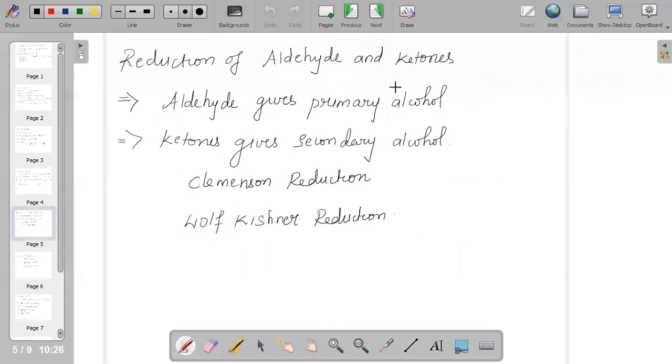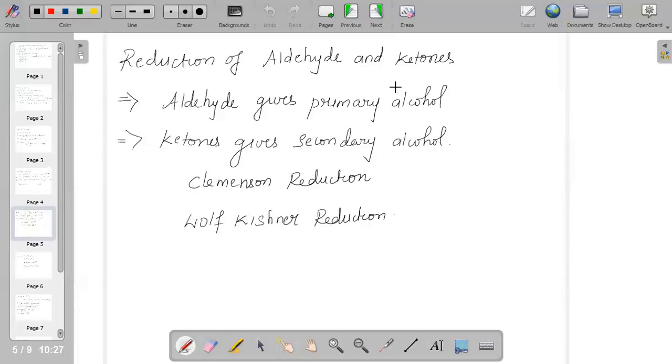And what are all the reactions which an aldehyde and ketone can undergo? When we say reduction of aldehyde and ketone, the major product formed on reduction is alcohol. Aldehyde will give us primary alcohol and ketones will give us secondary alcohol.